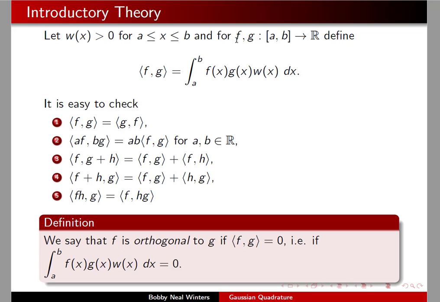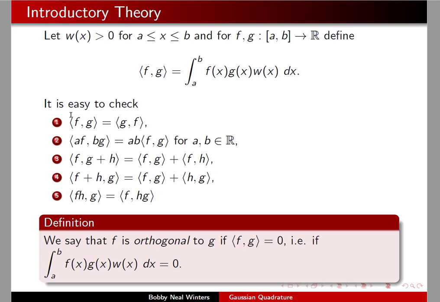We're going to have w of x be a function that's positive on the closed interval from a to b, and given functions f and g defined on the interval from a to b, we're going to say the inner product of f with g is the integral from a to b of f times g times w dx. Okay. So given this definition, what's happening here? You're putting in functions and it's going to spit out a number for you.